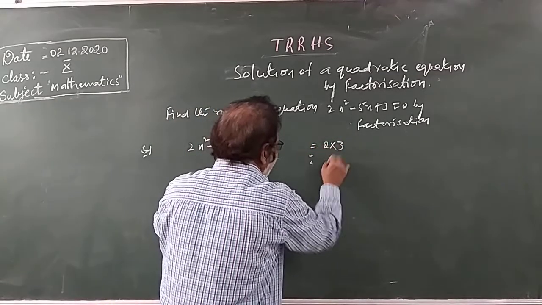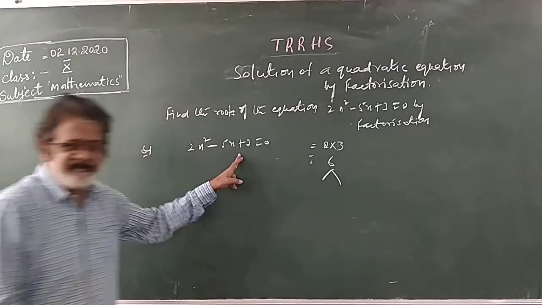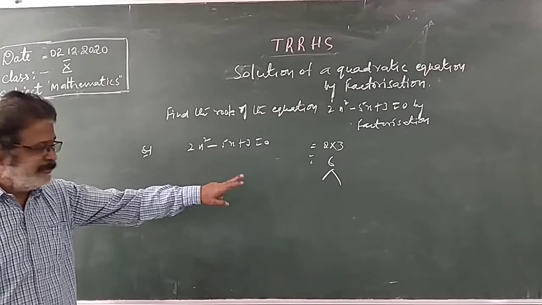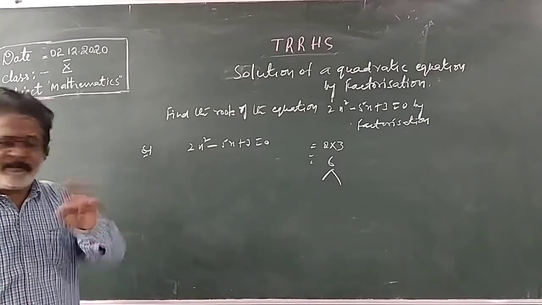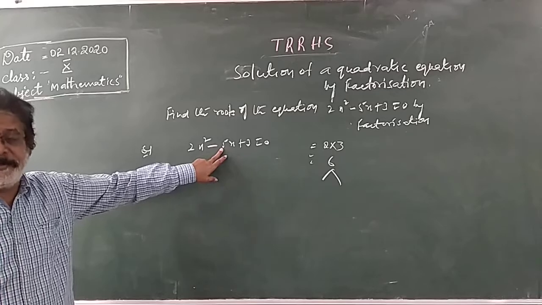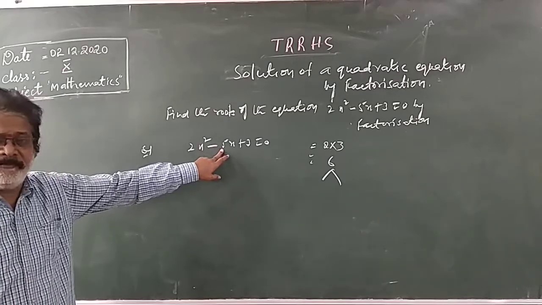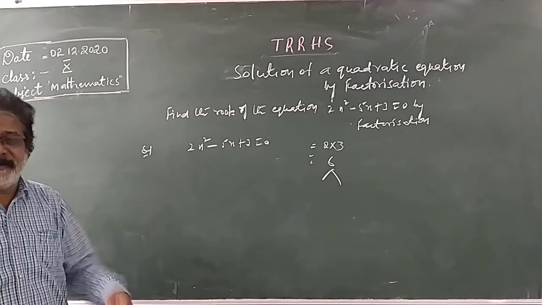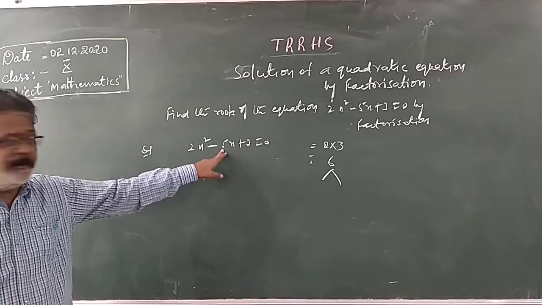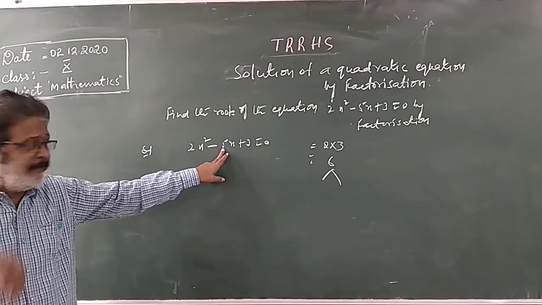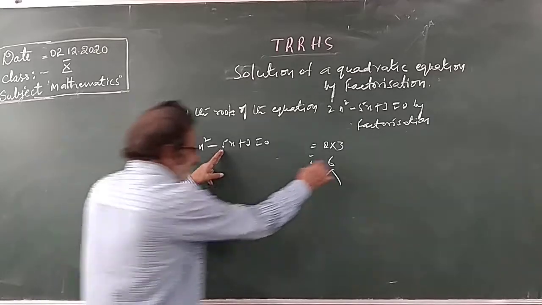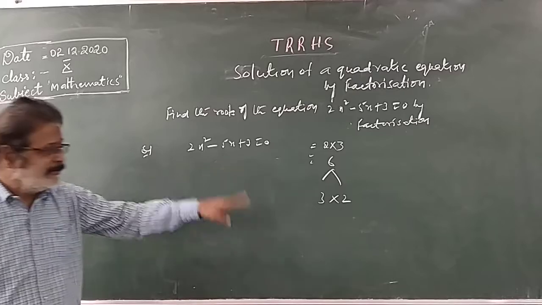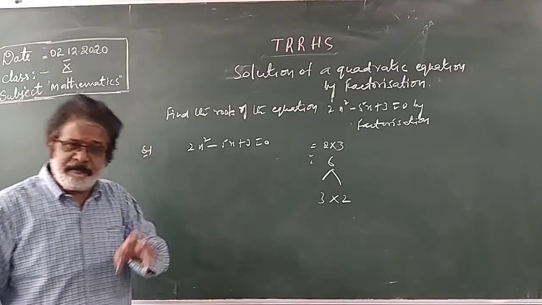So what is the product? 6. Split 6 into factors such that the sum of them must be the middle term coefficient. What is the middle term coefficient here? 5. The sum must be 5, and like that we split 6 as 3 into 2. 3 plus 2 is 5. Okay.